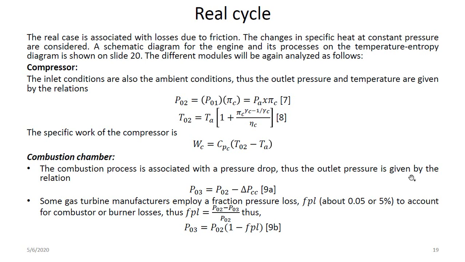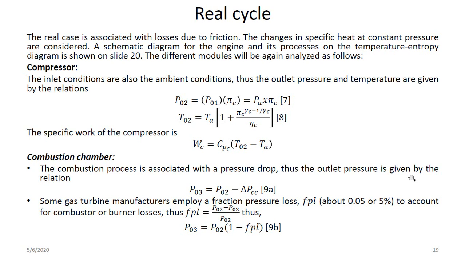So the pressure at outlet to the compressor will be equal to pressure at inlet multiplied by the pressure ratio at the compressor, which is equation 7. And the temperature at outlet to the compressor is related to the temperature at entry to the compressor by this relation. And there's the compressor efficiency here, because this is a real cycle. So please take note. And also take note that I made a slight mistake.